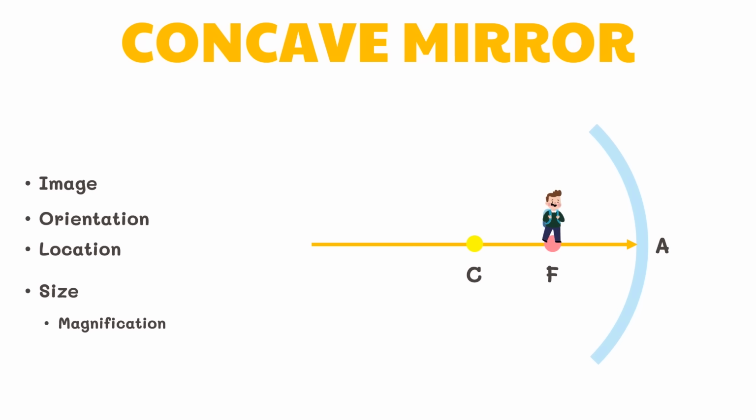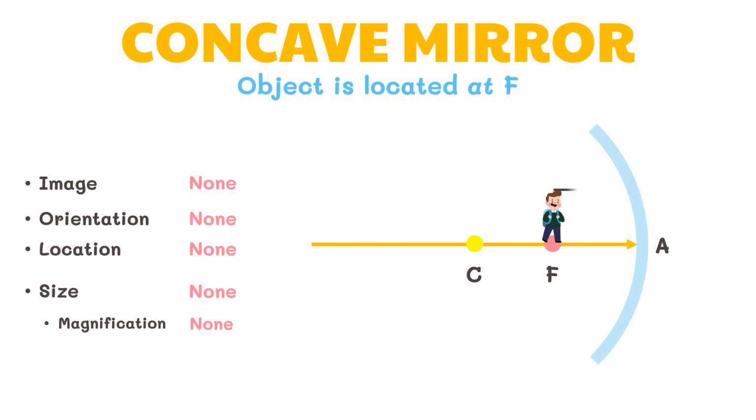When the object is located at the focal point, no image is formed. Light rays from the same point on the object will reflect off the mirror and neither converge nor diverge. After reflecting, the light rays travel parallel to each other and do not result in the formation of an image.